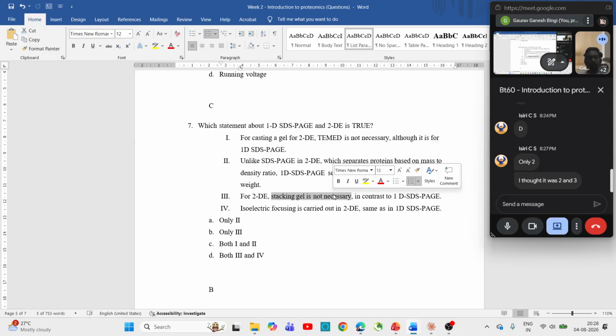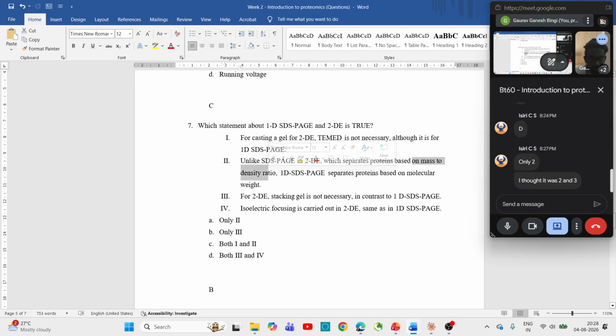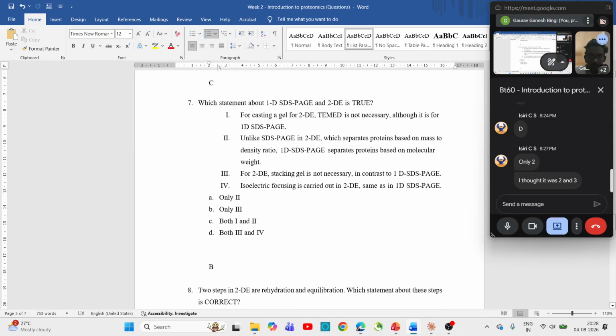So stacking gel is required for one dimension, but for two dimensional, the stacking is already done with the help of the IPG strip, so it is not required. So three is the only answer. And two, which says it separates protein, is not on the basis of mass to density; it's mass to charge only. So that's a wrong sentence.